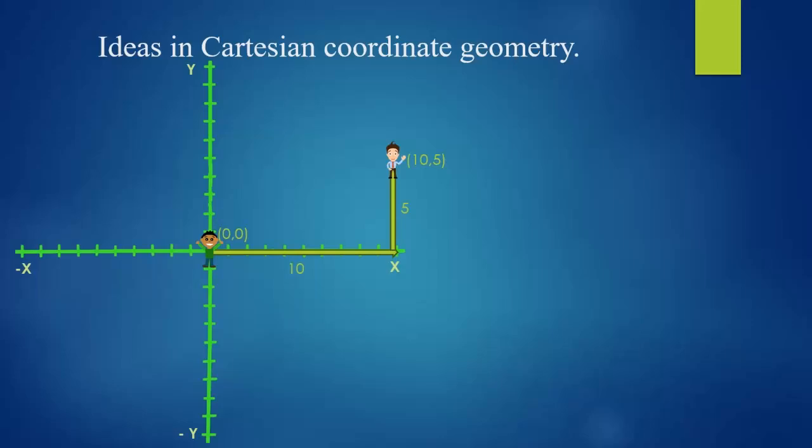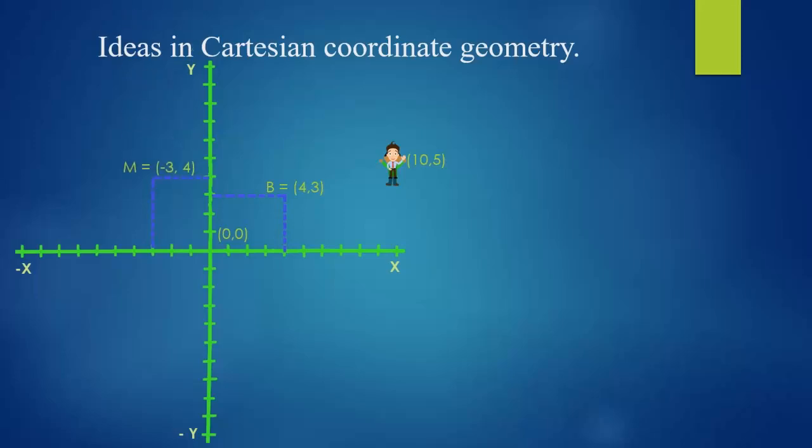Now Srini's coordinate is (10, 5) because Akash, who's at (0, 0), has to move 10 units along the x-axis and 5 units along the y-axis to reach Srini's position. Similarly, we can look at some other 2D points. You can look at the point B, which is 4 units along the x-axis and 3 units along the y-axis.